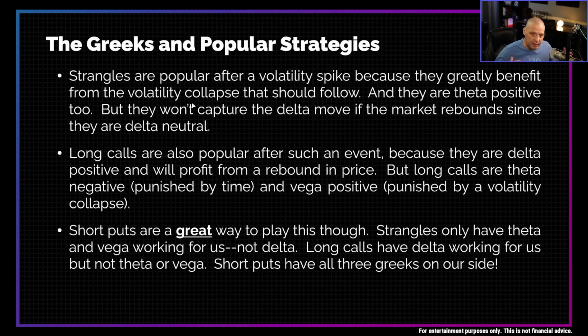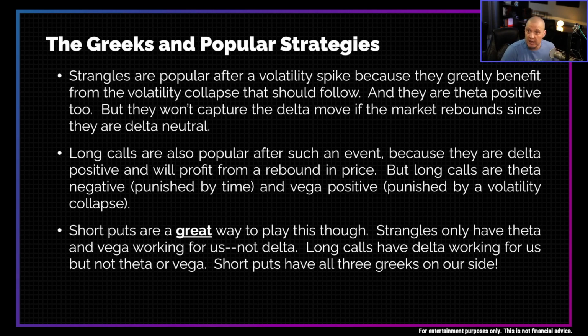Also, strangles being a short options position, they are theta positive, meaning they benefit from the passage of time. So the strangle really checks two boxes. It's Vega negative, which we want. It's theta positive, which we want, but is it delta positive? No, strangles are actually delta neutral. They don't have a directional assumption at all.